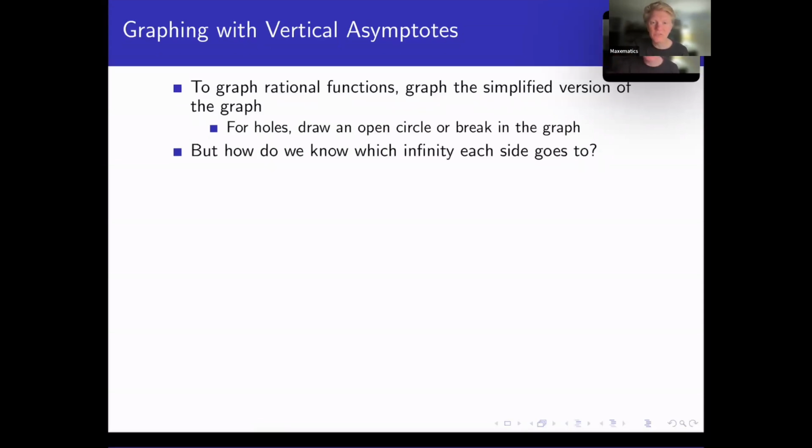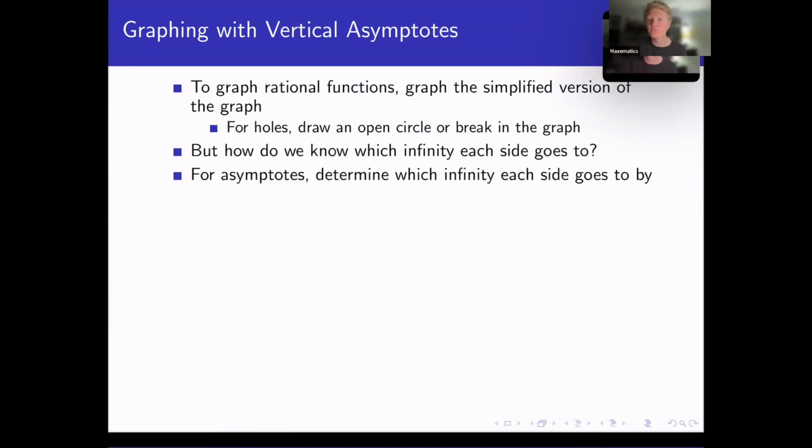But then the question becomes, how do we know which infinity each side of an asymptote goes to? So we see that we're going to graph a simplified version. We see that we're going to graph holes when they're applicable, but that doesn't tell us anything about the asymptotes, right? The asymptotes themselves, it's just going to be a vertical line that we can put like a dotted line for. But when it goes to actually graphing it, how do we take into account that weird behavior to each side? So for asymptotes, we determine which infinity each side goes to by plugging in numbers really, really close to each side.